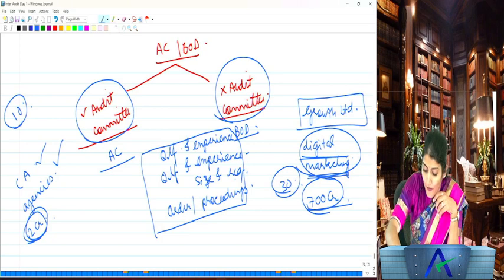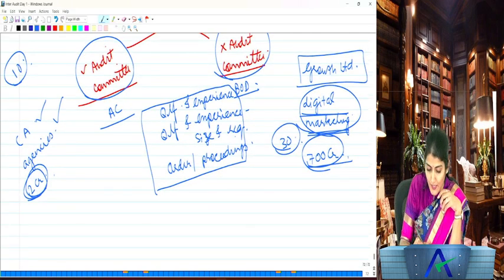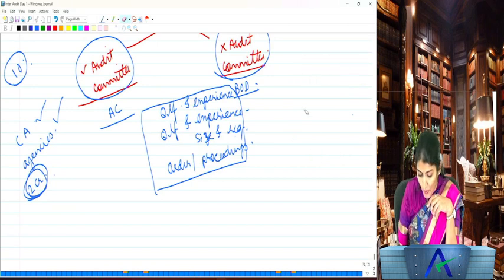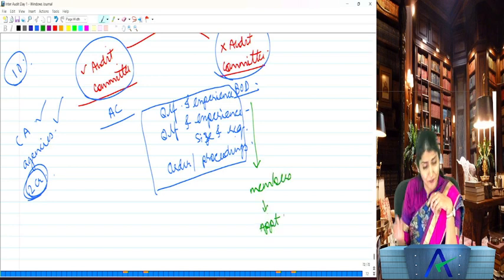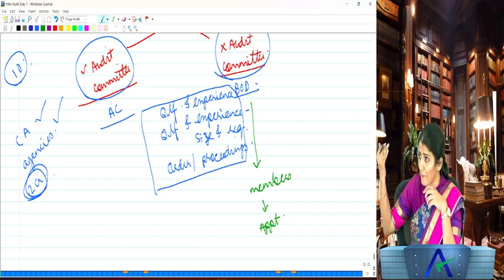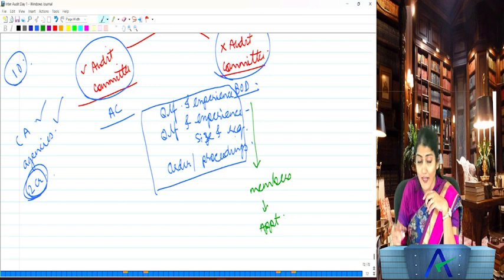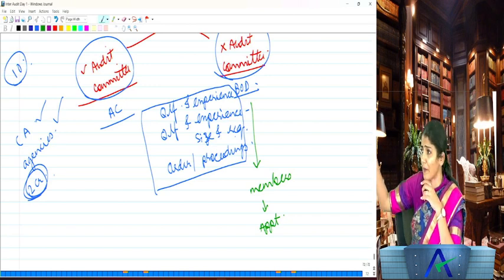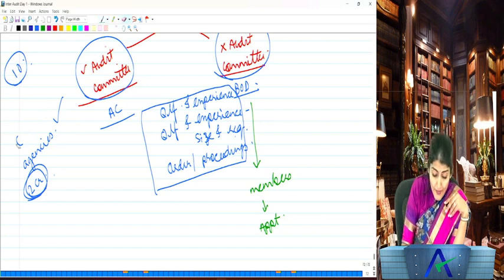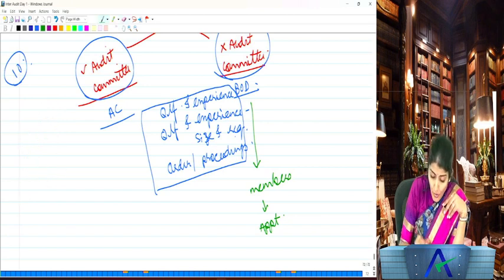Okay. Now, if the company does not have an audit committee, then who will recommend the appointment of the auditor? The board of directors, and the board of directors will make the recommendation to the members, and then the members will appoint the auditor. Simple, no? BOD will make the recommendation to the members, and then members will appoint the auditor. So say BOD has recommended PwC, and then they will appoint PwC as the auditors.